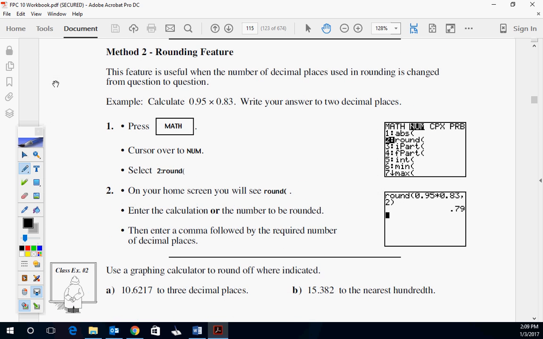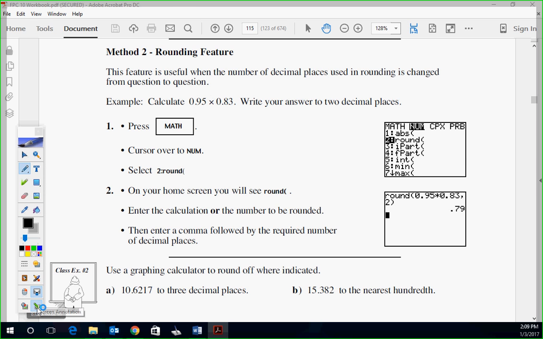Okay, another way you can use a rounding feature in your calculator is, in your calculator, hit math, click over to number. You'll see round there. We got that? And we're going to try this question here, 0.95 times 0.83. So this is where it's a little tricky, so I'm going to highlight this for you. This is what you want to type in. 0.95 times 0.83, comma, 2. That'll round to the second decimal point for you.